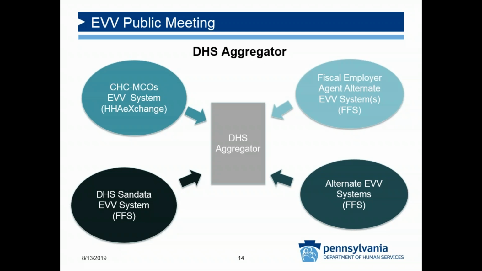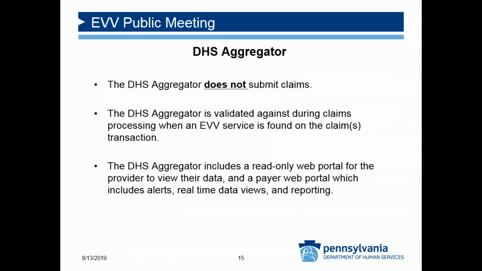So just to show what the DHS aggregator will be doing, it will be collecting all the information from the fee-for-service providers and CHC providers through HHA exchange and pulling all that data into one single location. Just as a reminder, the DHS aggregator does not submit claims. The DHS aggregator is validated against during claims processing when an EVV service is found on the claims transaction.